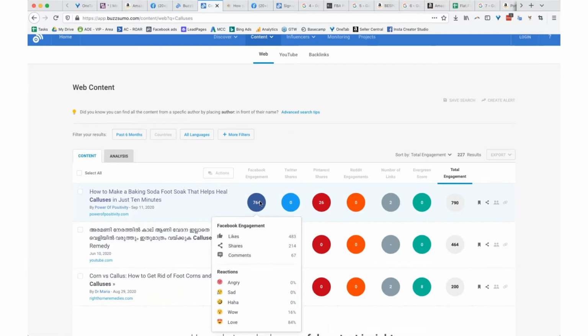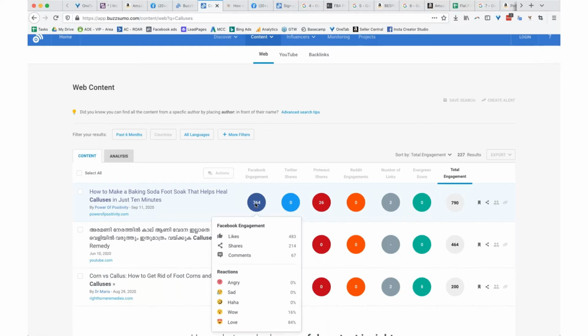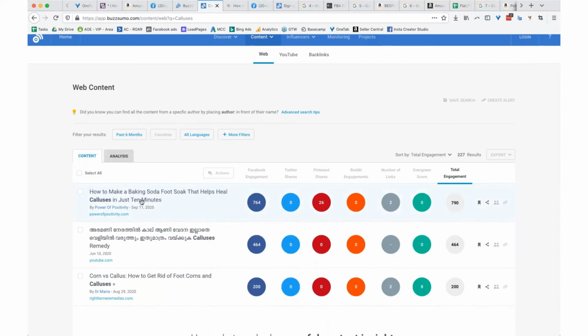It gives you the Facebook engagement, people who liked it, people who shared it. So 214 people shared this particular article on Facebook, which is a lot. That is a lot of people doing free marketing for you, because once they share it, of course, that gets shared to all of their friends. Very, very cool. So what was the article? How to make a baking soda foot soak that helps heal calluses in just 10 minutes.